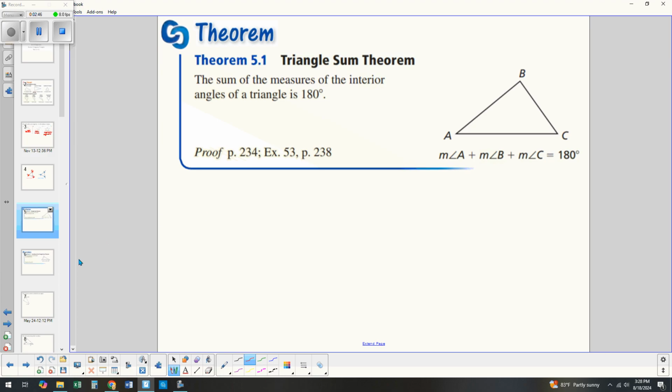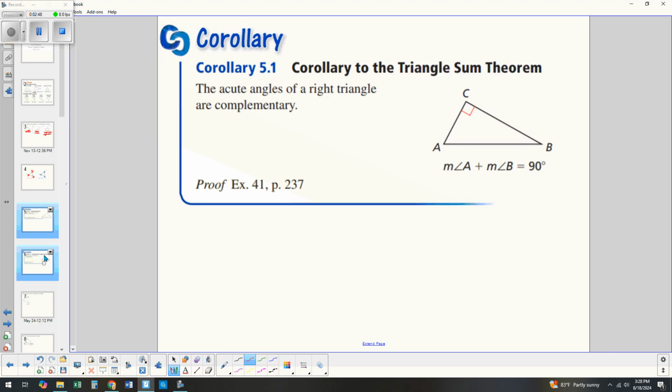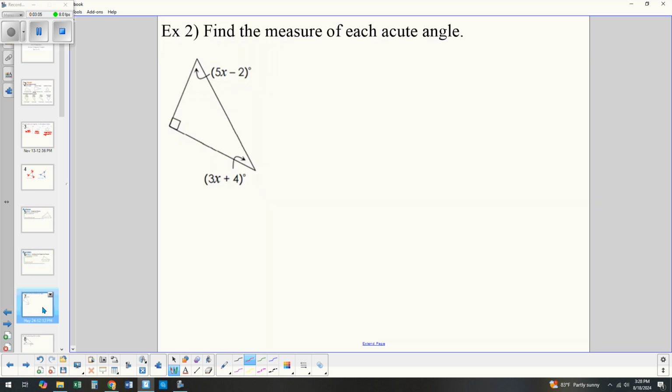And there's a little offshoot to that triangle sum theorem, which specifies only in the case of a right triangle that the remaining two angles would be complementary. So that just saves us a little time. If you know the triangle's a right triangle, you don't have to add all three to 180. You could just take the two remaining angles and add them to 90. And that's what we'll do in example 2.